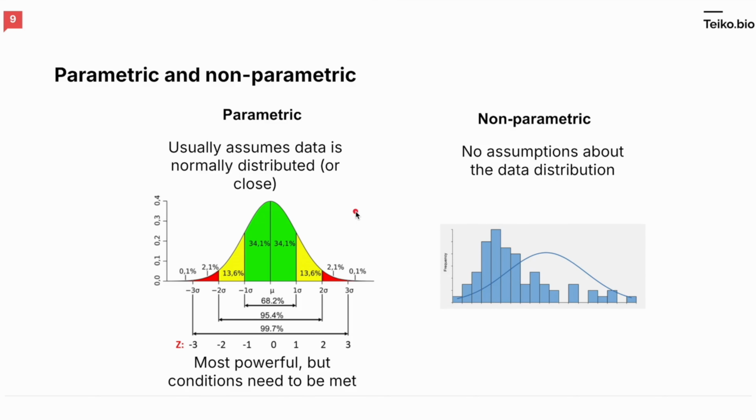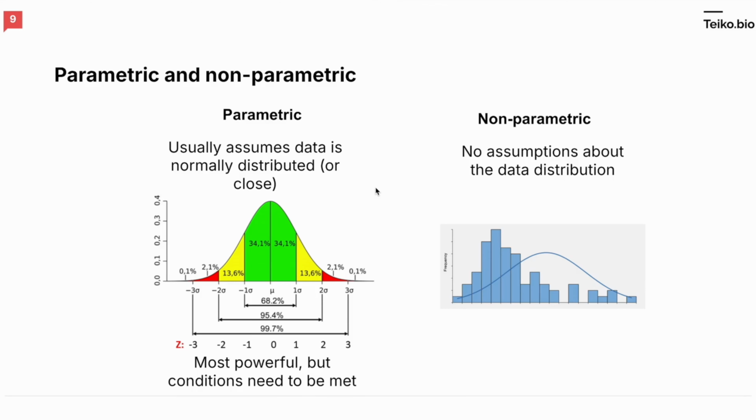Now let's go to parametric and non-parametric. So parametric usually assumes data is normally distributed or close to it, and non-parametric assumes nothing about the underlying data distribution. Parametric is one of the most powerful kinds of tests, but certain conditions need to be met. For example, the data can be characterized by some kind of parameters. We're not going to cover semi-parametric, but that's a combination of both of these, parametric and non-parametric, where parts of the model are based on a parameter and others are non-parametric.